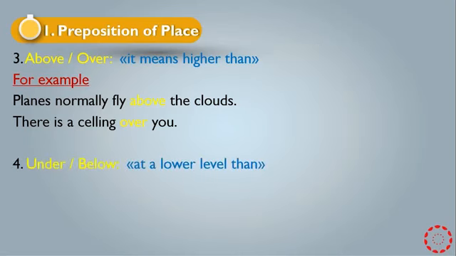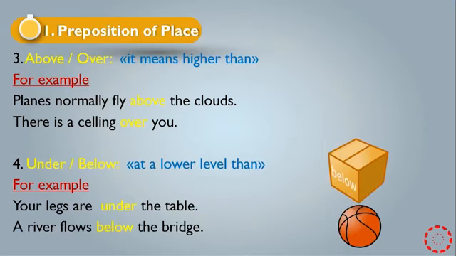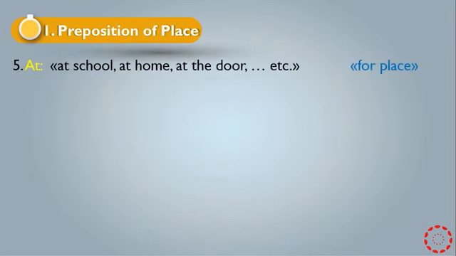The fourth one we have is under or below. It means at a lower level than, when something is below or lower than something. For example, your legs are under the table. Or a river flows below the bridge. When the river is below something. For example, as you see, the ball is under or below the box. So it's called under or below.